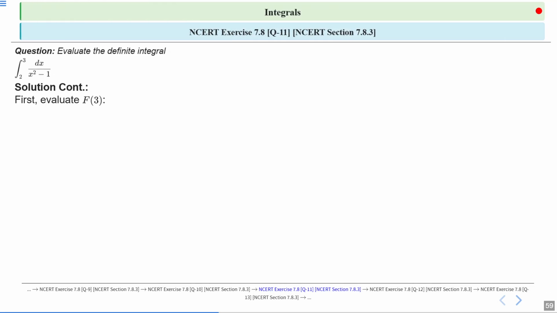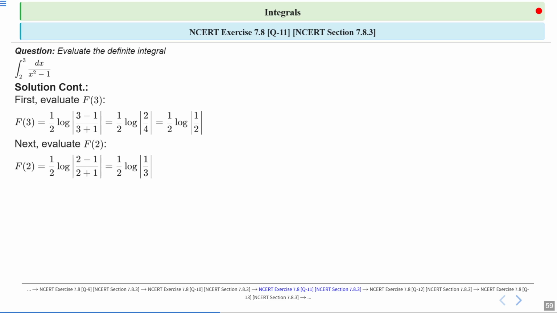So first evaluate the value of the antiderivative at the point 3. Just put x is equal to 3, we get 1 by 2 log mod 3 minus 1 by 3 plus 1, that is 1 by 2 log 2 by 4. So it becomes 1 by 2 log 1 by 2. Next, we find the value of capital F2. So F2 is equal to 1 by 2 log mod 2 minus 1 by 2 plus 1. So it becomes 1 by 2 log 1 by 3.